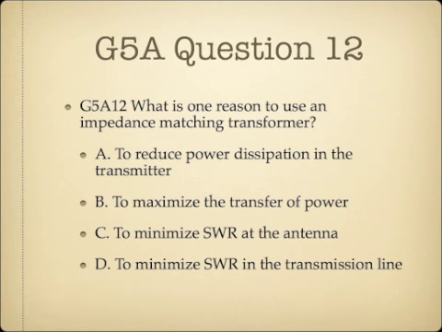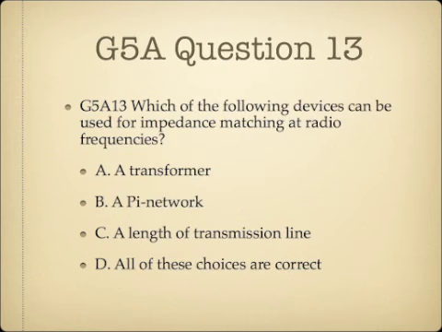Question 12. What is one reason to use an impedance matching transformer? A. To reduce power dissipation in the transmitter. B. To maximize the transfer of power. C. To minimize SWR at the antenna. Or D. To minimize SWR in the transmission line. Question 13. Which of the following devices can be used for impedance matching at radio frequencies? A. A transformer. B. A pi network. C. A length of transmission line. Or D. All of these choices are correct.